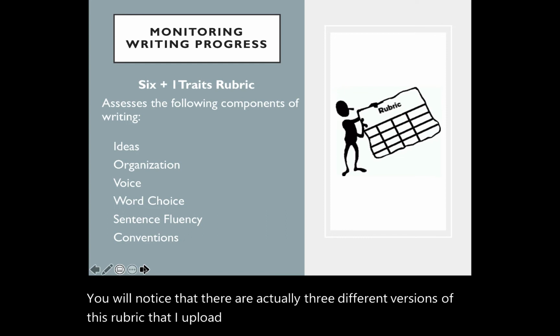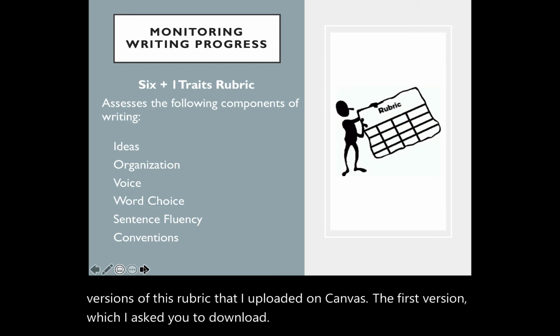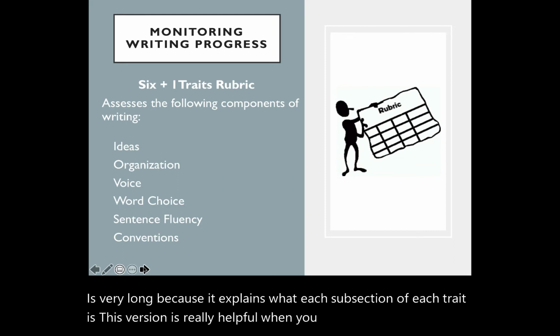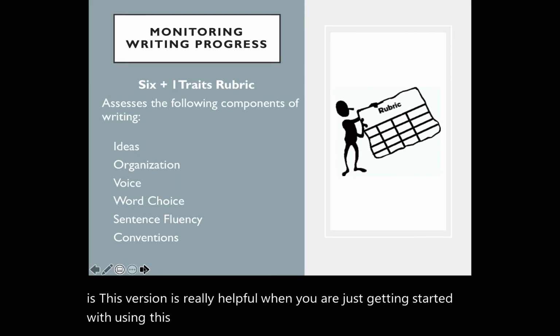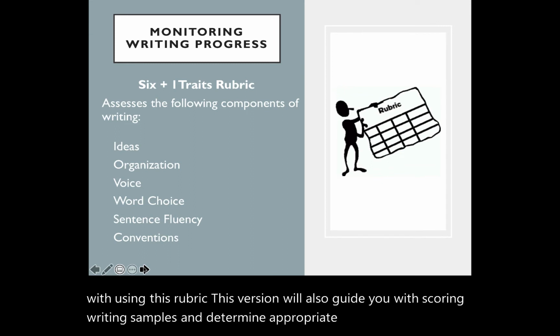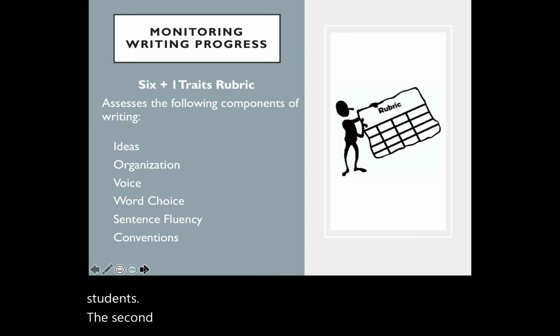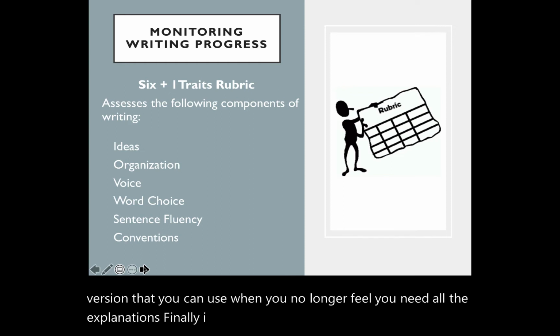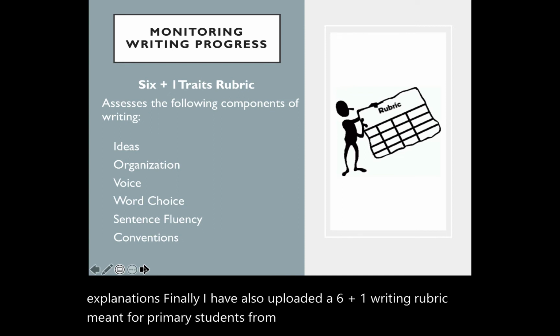The first version, which I asked you to download, is very long because it explains what each subsection of each trait is. This version is really helpful when you are just getting started with using this rubric. This version will also guide you with scoring writing samples and determine appropriate interventions for your students. The second version of the 6+1 writing rubric is a condensed version that you can use when you no longer feel you need all the explanations. Finally, I have also uploaded a 6+1 writing rubric meant for primary students from kinder through 2nd grade.